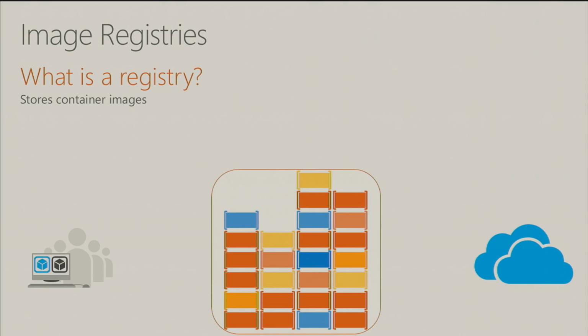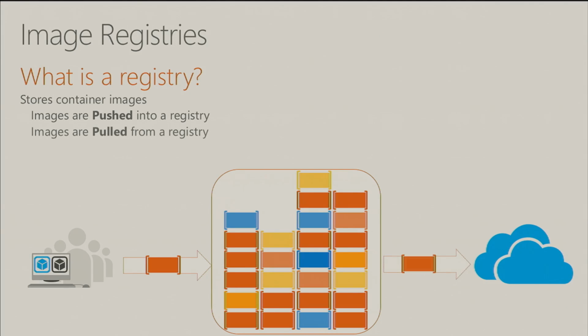Now, what do I actually do with these, or how do I get started with them? Well, that's where registries come in. Registries are a place that stores container images. Images are pushed into a registry, so we push them towards a registry. We can pull them back from a registry, or we can search for an image within the registry.